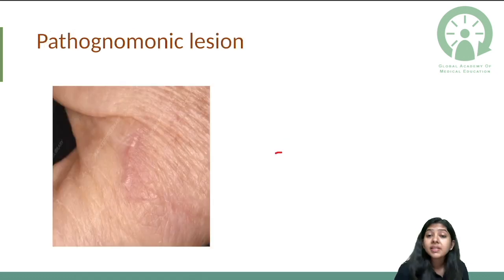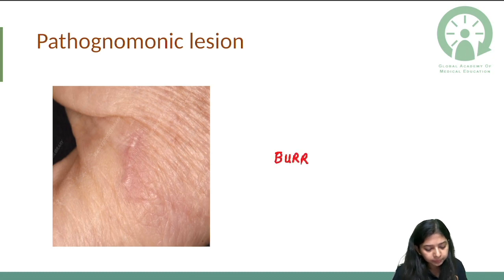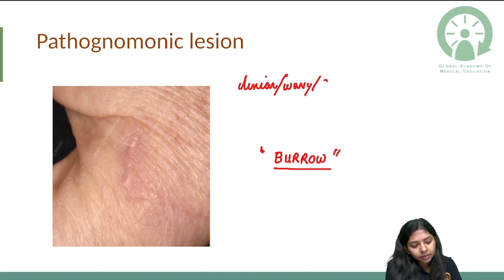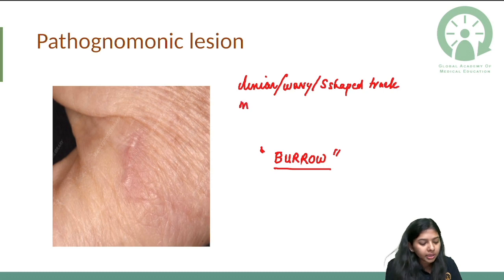So presence of papules in finger webs, nocturnal pruritus, and presence of family history strongly points towards a diagnosis of scabies. What is the pathognomonic lesion in scabies? Very important to remember, it's a burrow. Okay, burrow is the pathognomonic lesion in scabies. What is it? It's a linear, wavy, or a serpentine tract that is made by the scabies mite as she digs into the skin of the patient. So it's a linear or a wavy or an S-shaped tract made by the female mite as she digs into the skin.